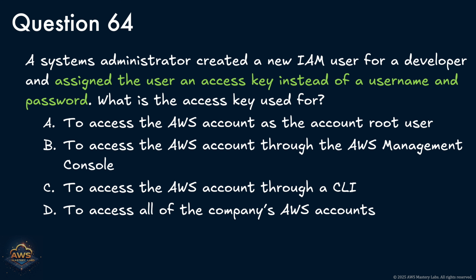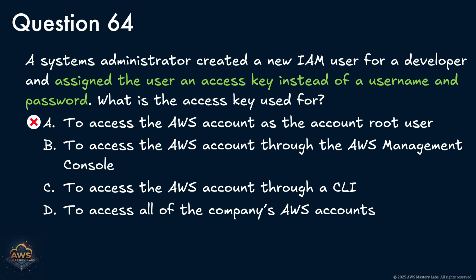This question zeroes in on a fundamental aspect of AWS identity and access management, the use of an access key. The situation describes that a developer IAM user was created and was assigned an access key instead of a username and password. In IAM, username and password combinations are typically used for AWS Management Console access, which is web-based. On the other hand, access keys are specifically used for programmatic access, that is, for making API calls via the CLI, SDKs, or other automation tools. So we are clearly dealing with a use case that involves programmatic non-console access.